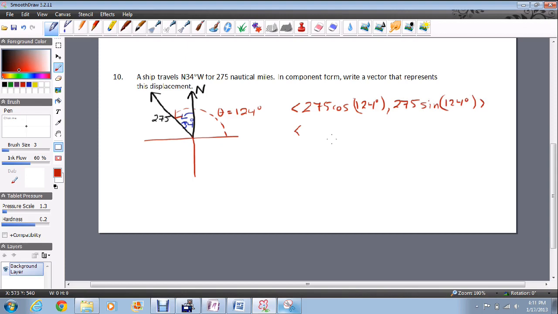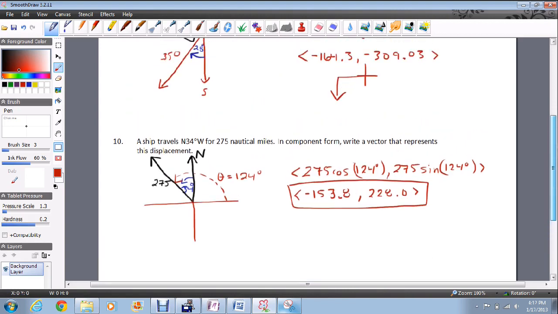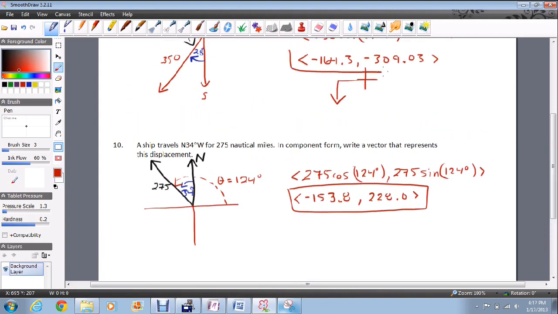And when we evaluate that on our calculator, we get negative 153.8 and 228.0 for our component form. So there's our two answers for numbers 9 and 10. And again, number 10 makes sense because we're saying go left and then go up, so on our graph, if we go left and then up, we would be at the tip of that vector there.